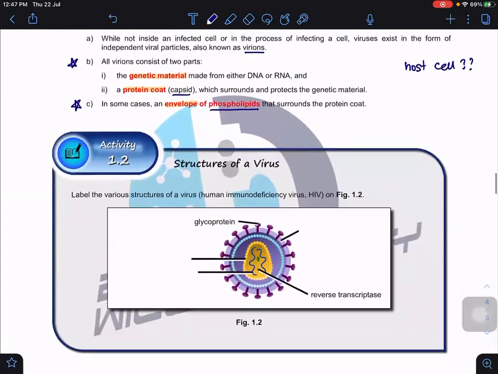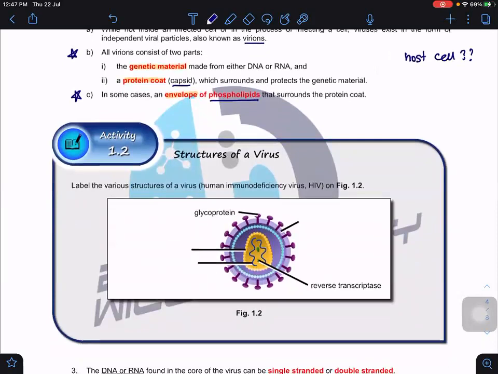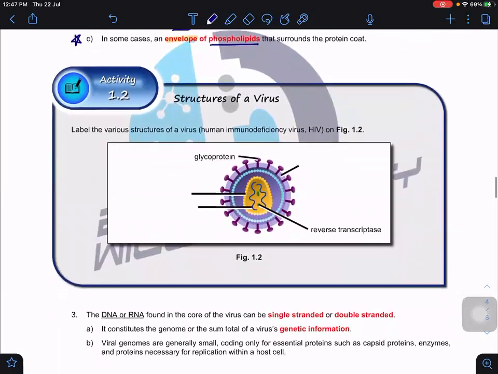Now look at this diagram in activity 1.2. Take 1 minute to label the diagram, then I will disclose the answer.